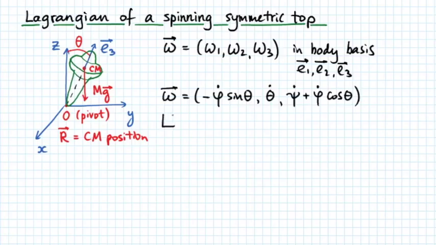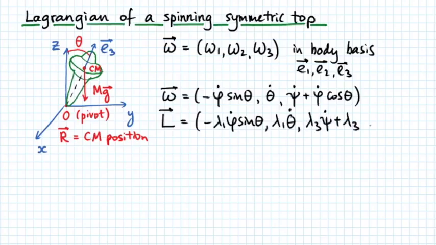And of course, for the angular momentum, we simply multiply components of omega by the corresponding principal moments of inertia to get minus lambda 1 phi dot sine theta, lambda 1 theta dot, because lambda 1 and lambda 2 are the same, and lambda 3 psi dot plus lambda 3 phi dot cosine theta. Our job is to write the Lagrangian for this system, which we can do right away.